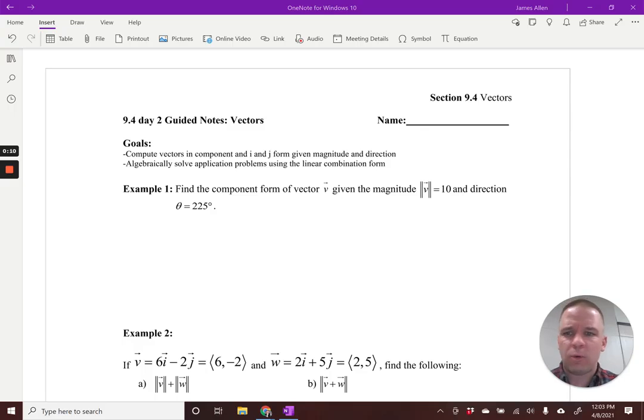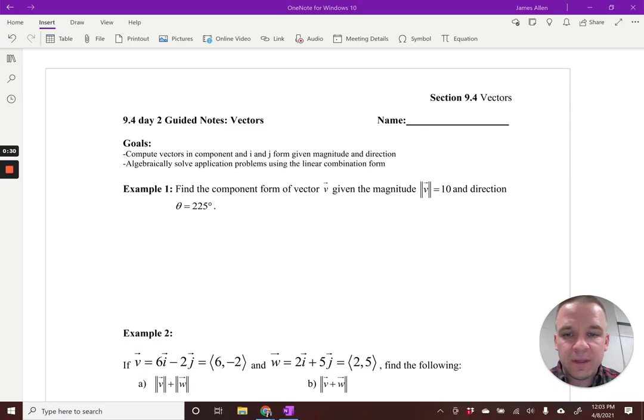So first example, well, actually, let's go over our goals here. It's good to have goals. See if we meet those goals. So we want to compute vectors in component and ij form, given our magnitude and our direction. That's going to be our first example there. And then algebraically solve application problems using the linear combination form. All right, let's do this.